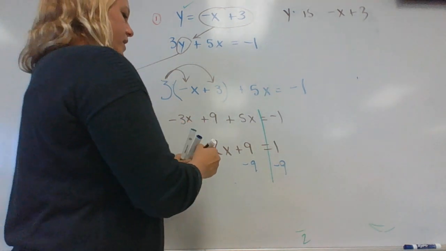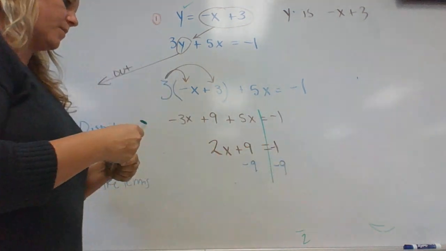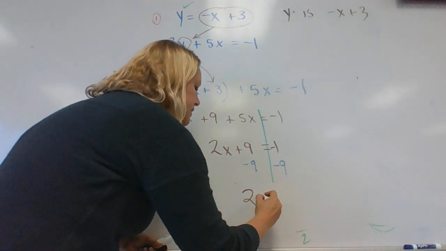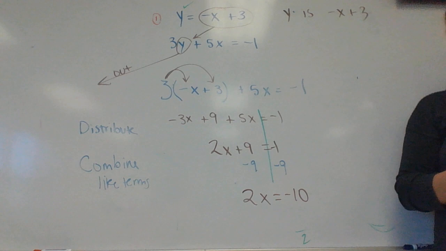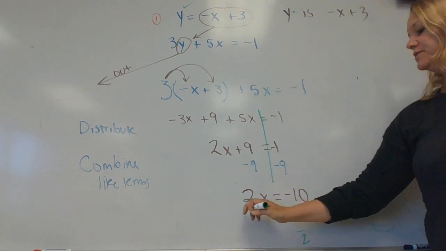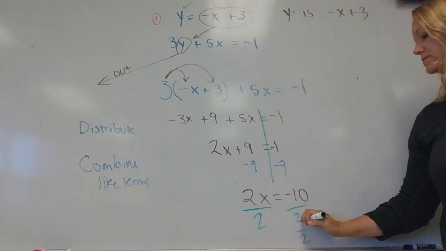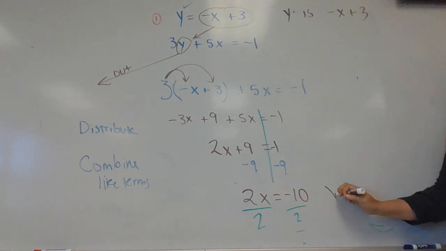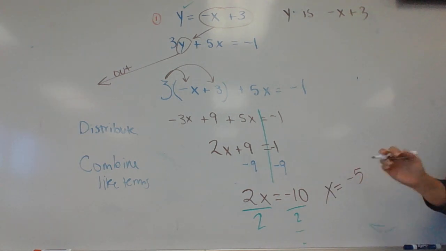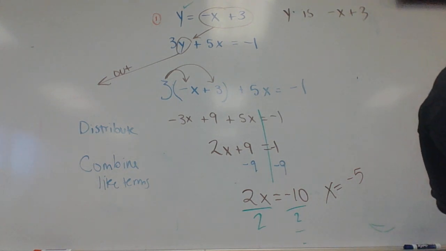Oh, that's a negative one. I'm going to mess that up. 2x equals negative 10. And then divide by 2. Good job. All right, so I get x equals negative 5.